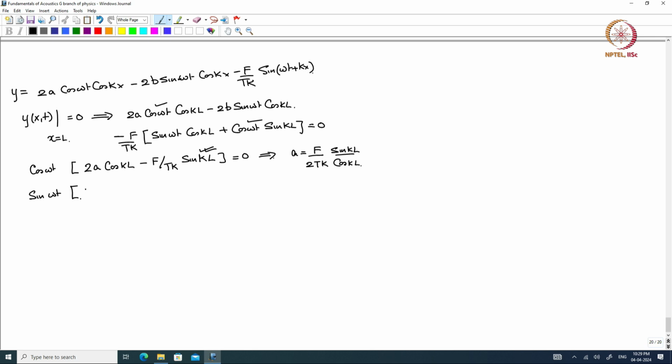The second set of terms come from sin omega t. This has sin omega t and this has sin omega t, both have a minus sign. So I get minus 2b cos kl minus f by tk cos kl equal to 0, which implies that b is equal to minus f by 2tk. So now we have some extra information about a from here and about b from here.